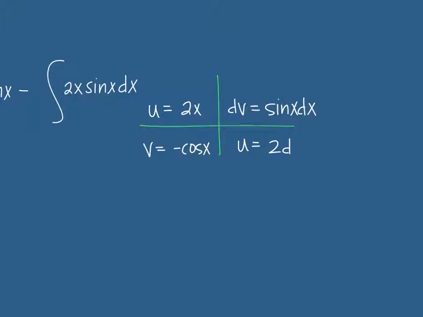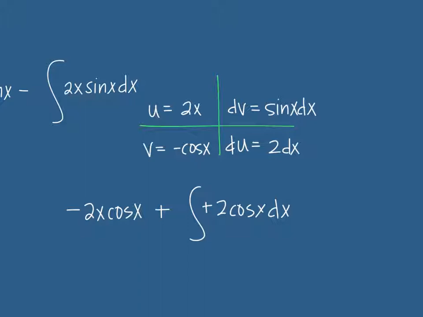Wait, du? Yes, good catch. No, 2 dx, I was right, because it's the derivative of 2x. Where's du? Oh, yes. Okay, so then we'll just group these. And so we'll have this uv, which would be negative 2x cos x, minus this integral, which would be negative 2 cos x dx. So double negative there.